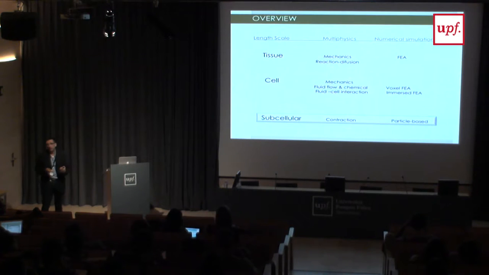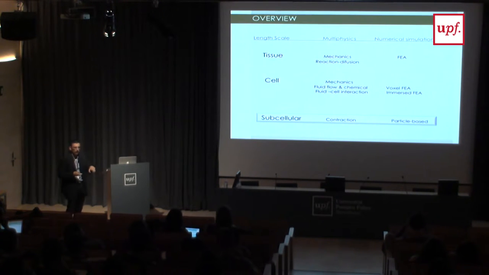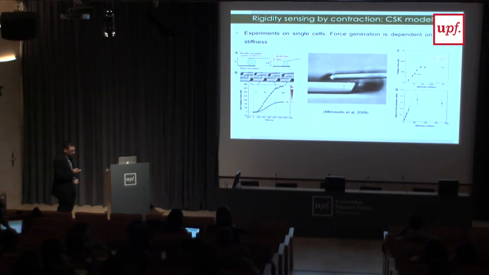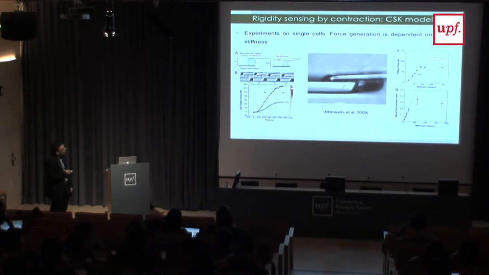But our interest is also to try to understand what happens at the subcellular level, what happens inside the cell. So for that, we found a very simple and interesting experiment. In this experiment, a cell was set between two plates. The upper plate is flexible. However, the lower plate is very stiff. When you put the cell inside, you can observe that if this stiffness is very low, the cell exerts a lower force. However, if we increase the stiffness of the plate, the force that the cell is exerting is much higher.